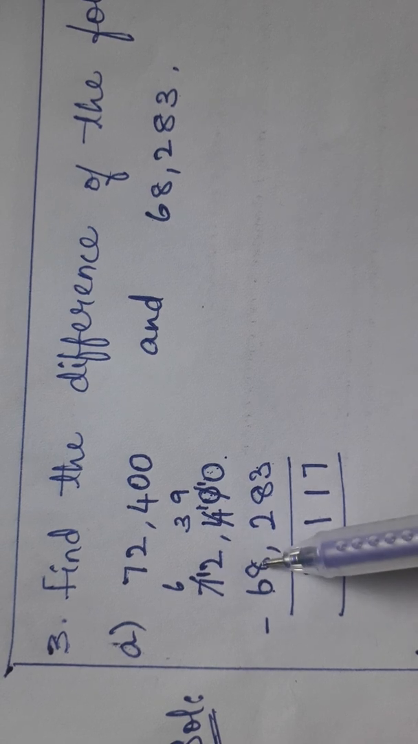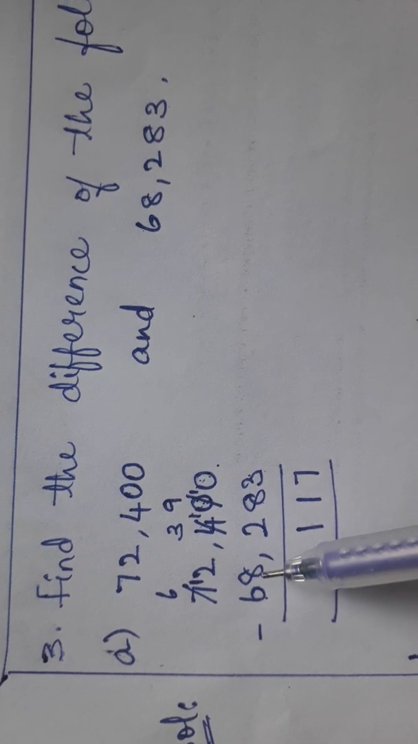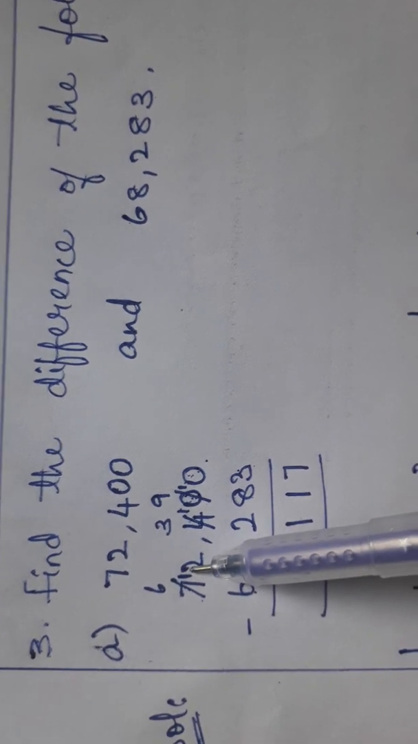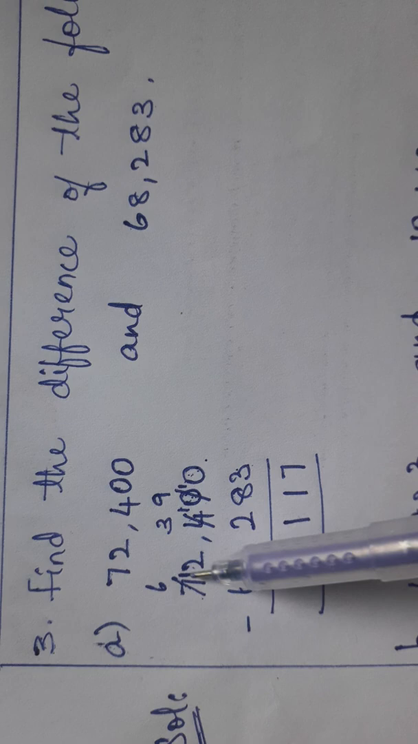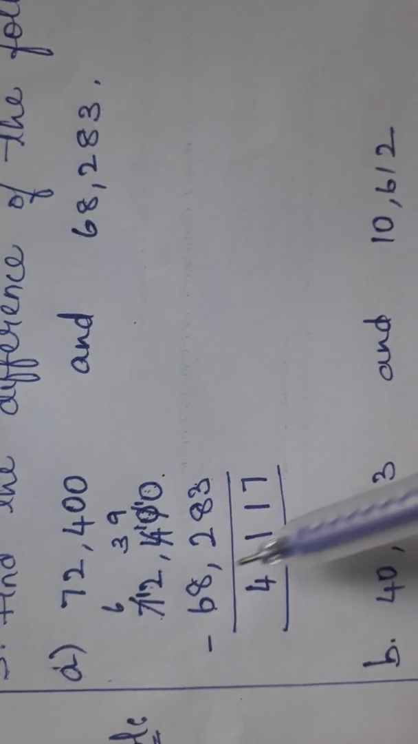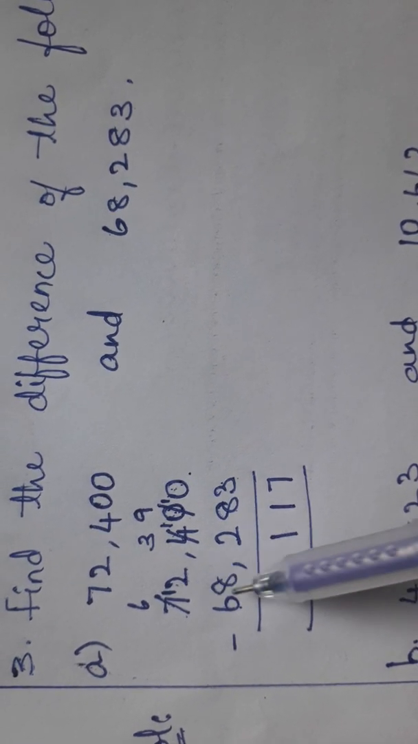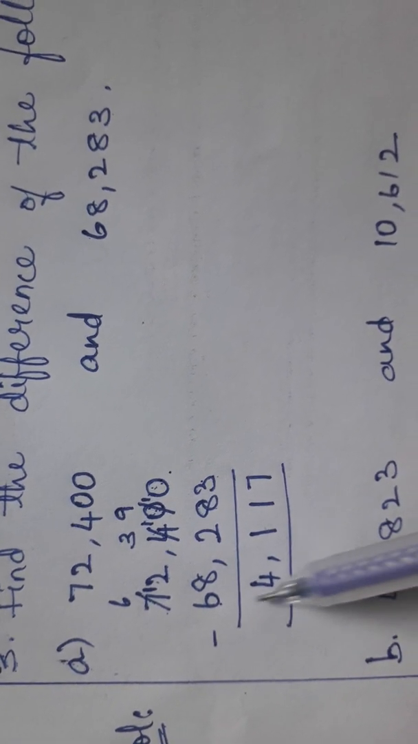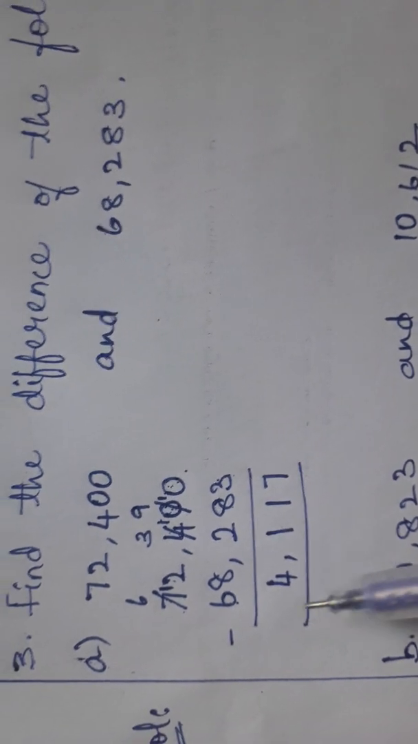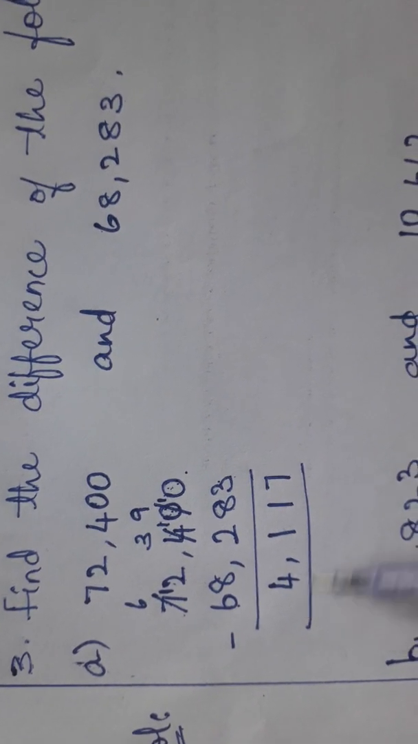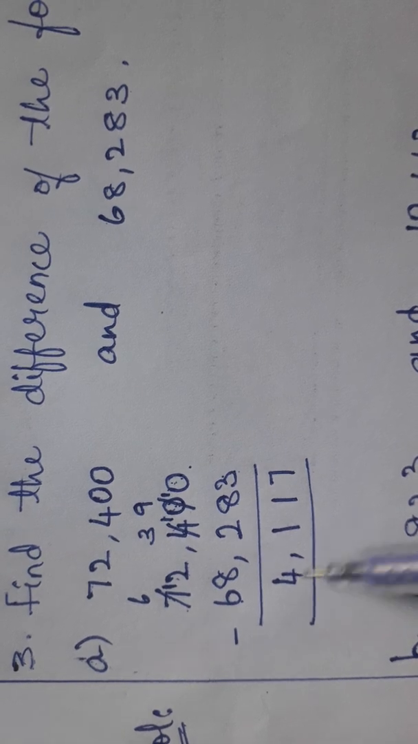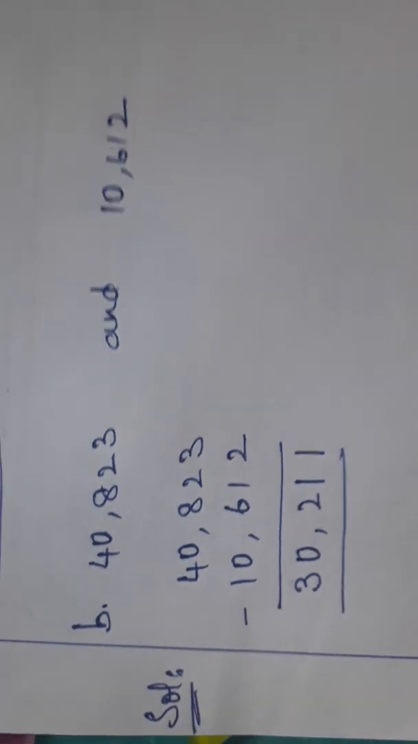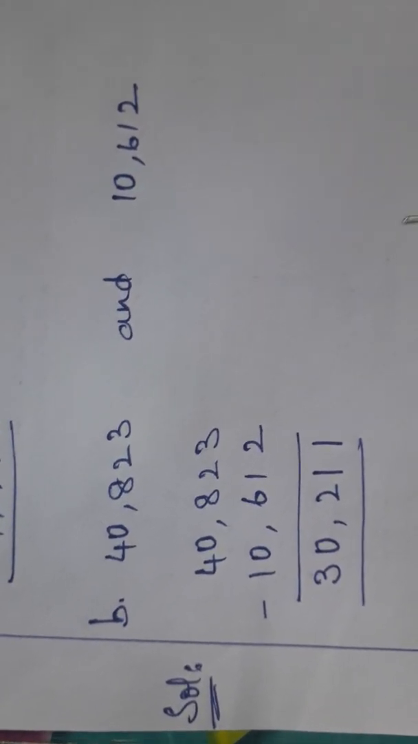Here again 2 minus 8 is not possible to subtract. So from 7 we are taking one number. This will become 6 and here it will become 12. So 12 minus 8 is 4. 6 minus 6 is 0. So starting place 0 means no value, so we will not write. So it is 4117 is the answer. In the same way children, B and C also I have done.